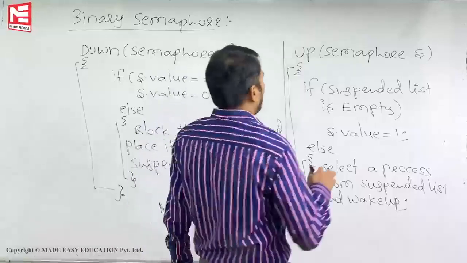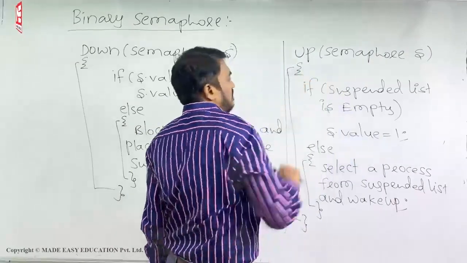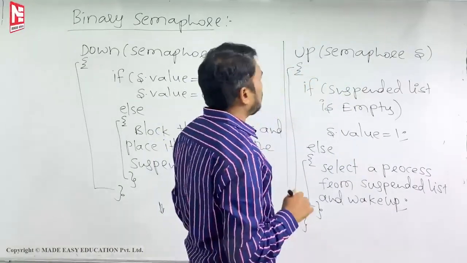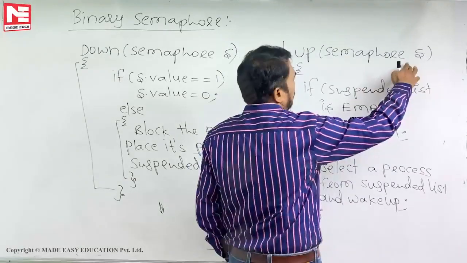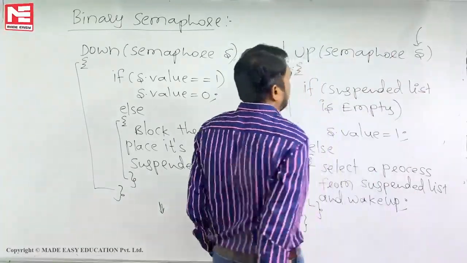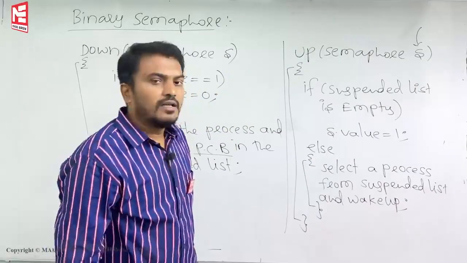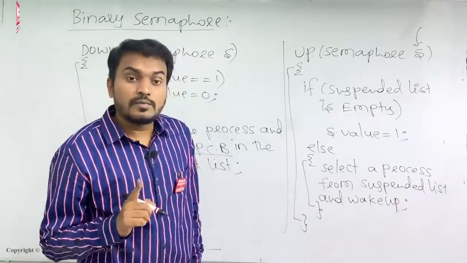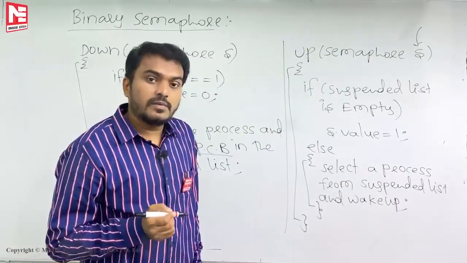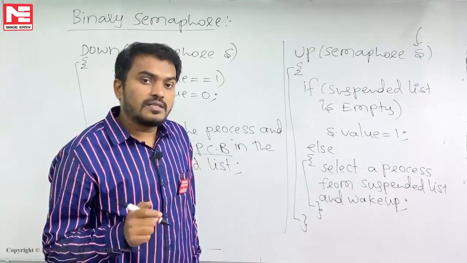Now the second point. Next, come to the up operation. Listen here. In the up operation, what are you doing? You are reading the semaphore value. Same thing, you are reading the semaphore value. So what will the semaphore value be? Either 0 or 1. Only 2 options because it is a binary semaphore.